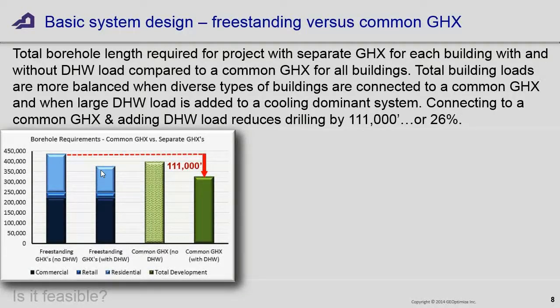Once you looked at putting in a common ground heat exchanger, simply by taking these loads and putting all three buildings on the same ground heat exchanger, that reduced the loads quite a bit. Adding the domestic hot water loads, looking at just those simple options without changing the building at all, just how you designed the ground heat exchanger and what was all connected to it, that reduced the ground heat exchanger size by 26%. That's a fairly big deal. 110,000, 111,000 feet of drilling at probably 20 bucks a foot, 30 bucks a foot. That can make it more feasible.